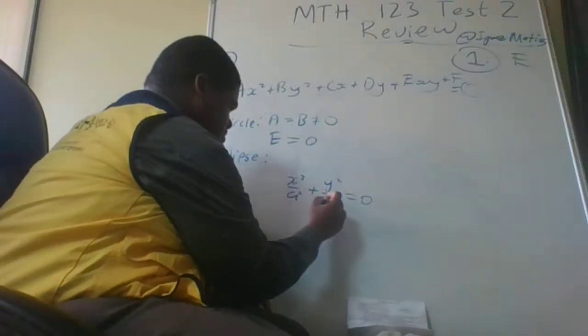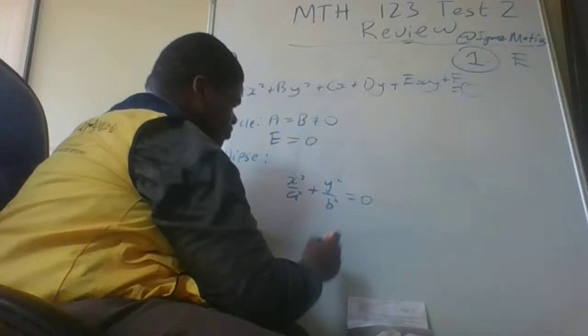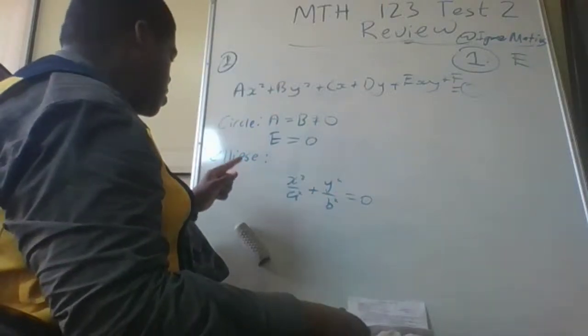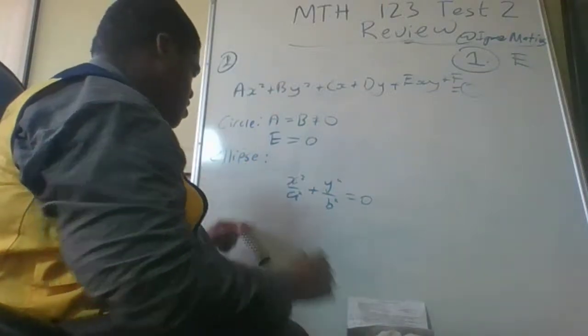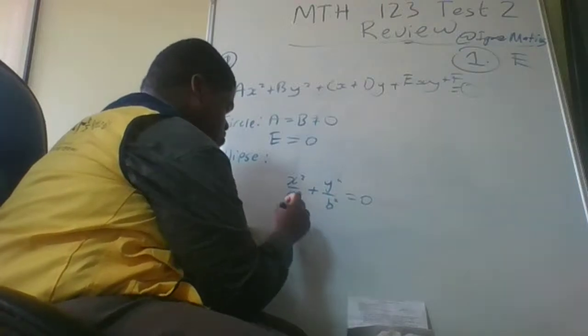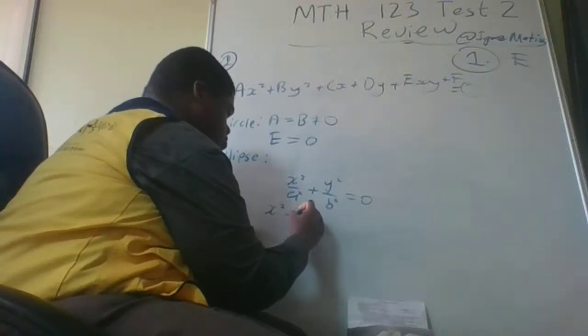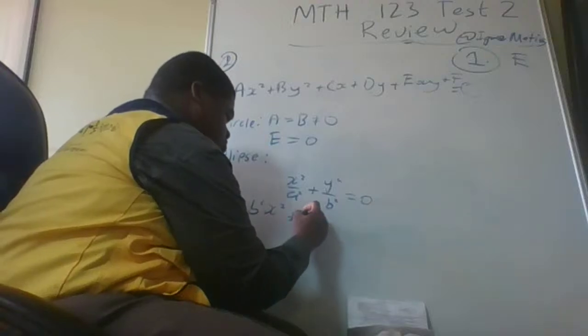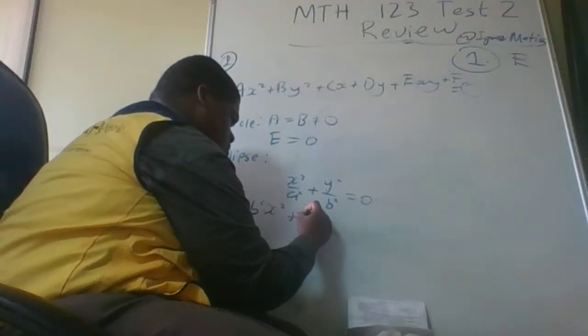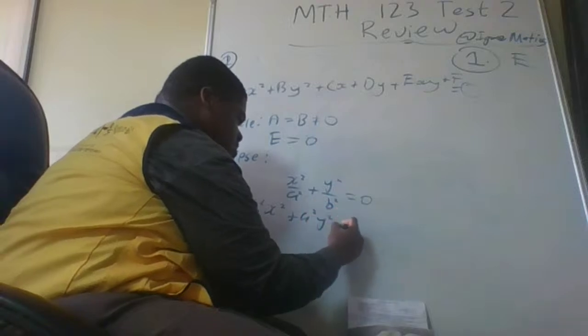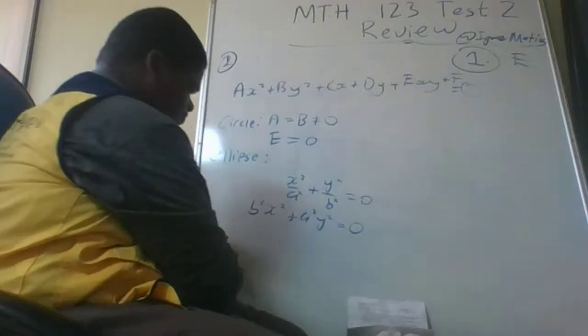I think it's x squared divided by A squared plus y squared divided by B squared is equal to zero. Now, how do we get the general form from here? If we multiply all through by A squared B squared, you're going to have B squared x squared plus A squared y squared is equal to zero.